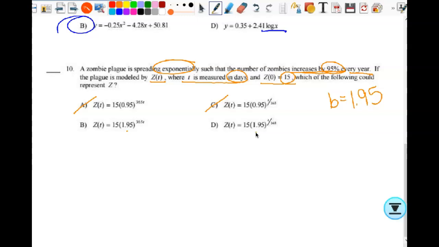So I'm either going to multiply by 365 or divide by 365. So this says every year. So if I substitute in a time element for a year, it says this is supposed to be measured in days. So for 1 day, if I substitute in 1 and multiply by 365, that would give me 365 days. If I substitute in 1 here, I get 1/365th of a year. That is what I want, which is D.